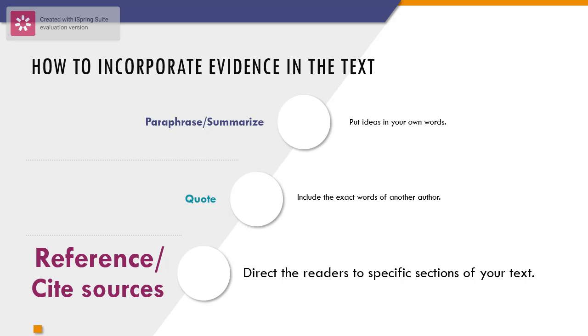So those are the ways by which you can incorporate evidence in the text. As cited in something, blah, blah, blah. So those are the ways. Of course, when you cite your sources, those are the ways by which you can incorporate evidence.